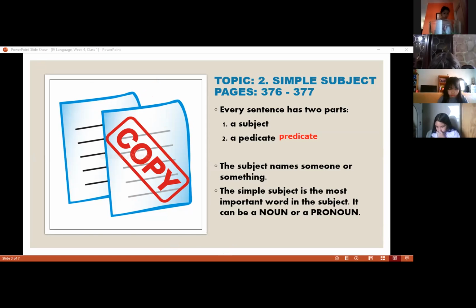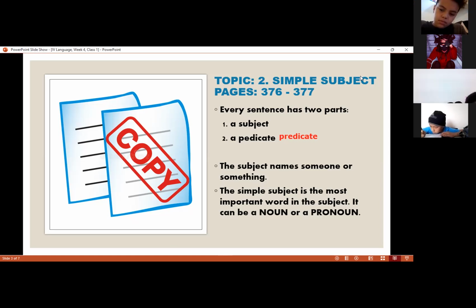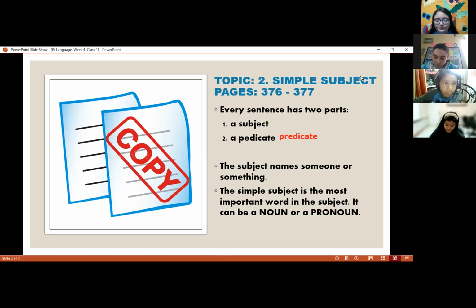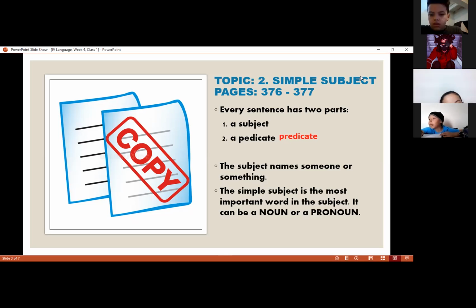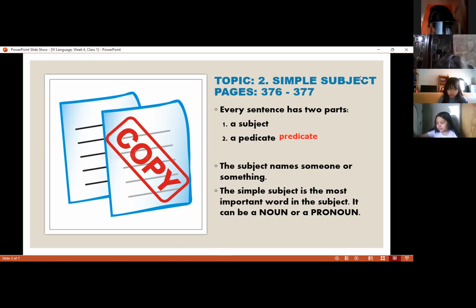Every sentence has two parts. A subject. Are you writing this in your notebook, Santiago Chavez, Mia? Yes. Santiago Hernandez, Sian.